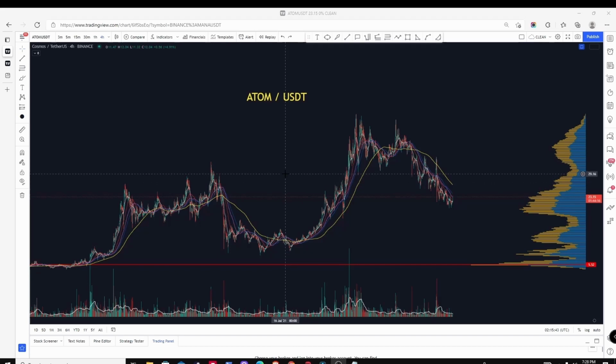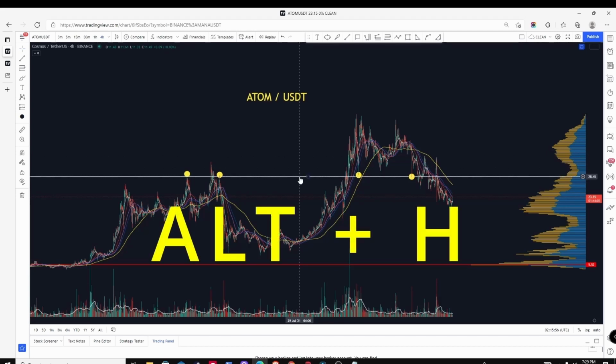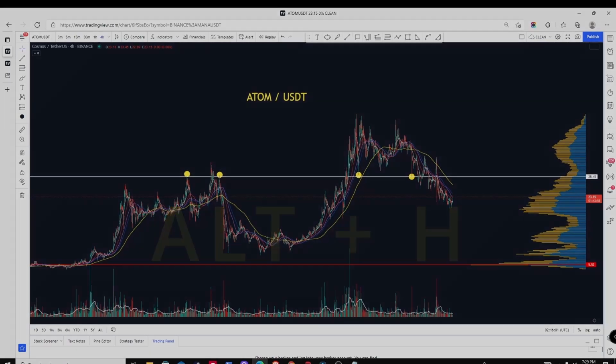So as I drag my mouse up, for example, I can see along here that price action has interacted once, twice, 3 times, 4 times. So then I can put my mouse over that area, and if you hit Alt-H on your keyboard, it will draw a horizontal line for you across the screen.